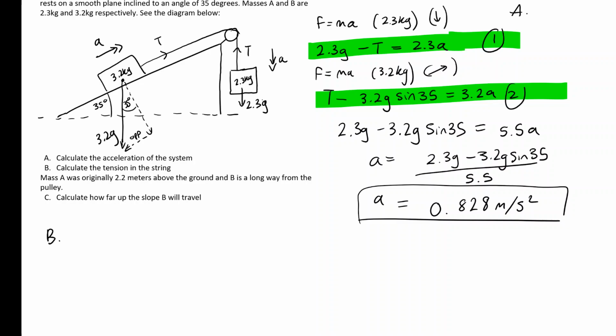So we just pick one of the equations. Let's pick equation 1, just because it has no trig in it. You could rewrite that as 2.3g minus a is equal to T, and that will give us 20.64.